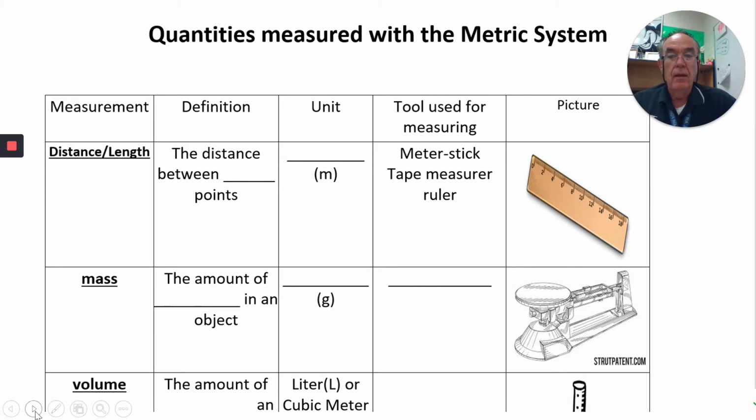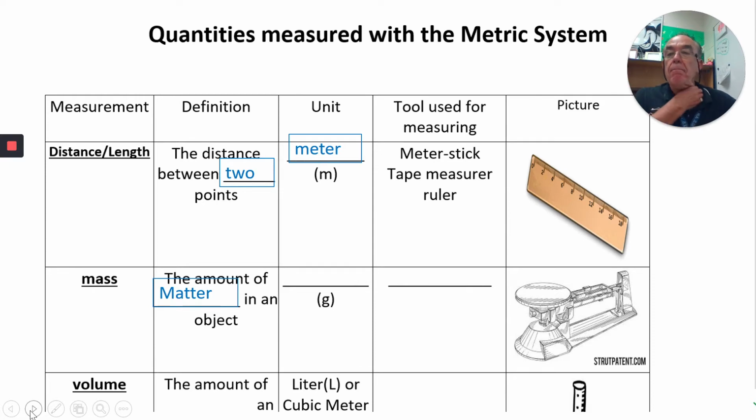Yesterday we learned how to convert units in the metric system, so we already learned about some different base units. When we think about distance or length, it's the distance between 2 points. The base unit we use, as we said yesterday, is the meter. Typically we use a meter stick or a ruler to find the distance between 2 points.